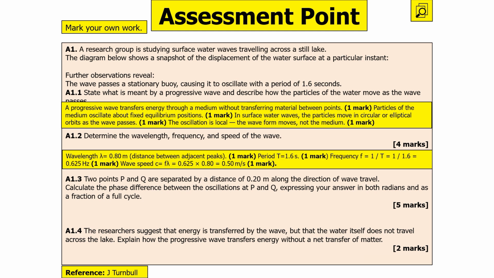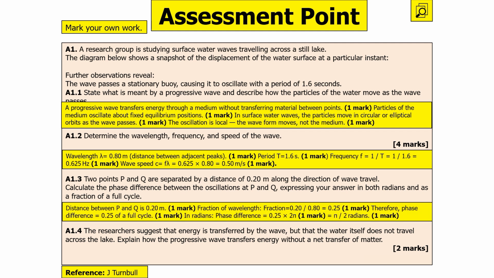We can see the wavelength from the diagram. It's 0.80 meters. The time period is given in the question, 1.6 seconds. The frequency is 1 over the time period, 1 over 1.6, so 0.625 hertz. The speed is frequency times wavelength, so therefore it's 0.50 meters per second.